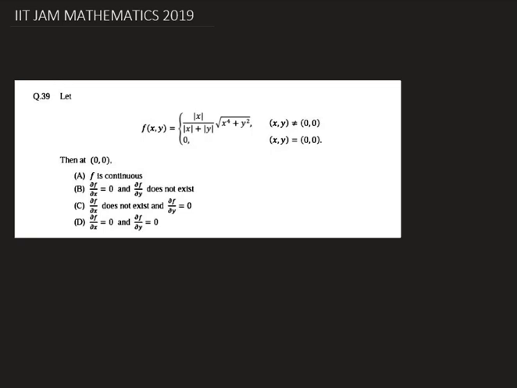Hello, today we are going to solve question number 39 from the IIT JAM Mathematics 2019 paper. Here we are given a function f of x, y which is equal to modulus of x divided by modulus of x plus modulus of y, multiplied by the square root of x to the power 4 plus y square, whenever x and y are not equal to 0. But if x and y are equal to 0, 0, then the value of f of x, y is equal to 0. Then at the point 0, 0 we need to find which of these given options are correct.